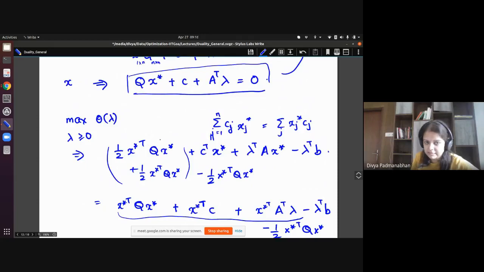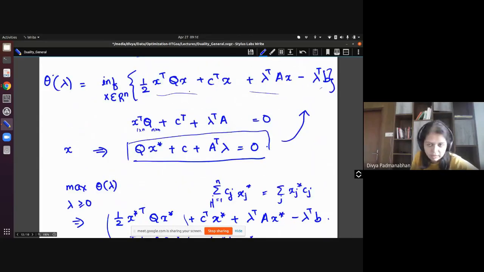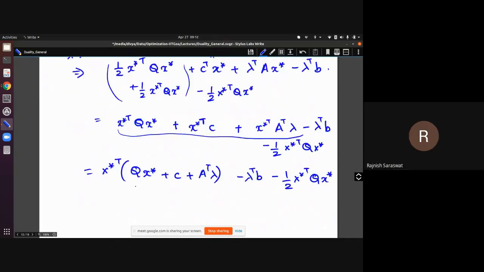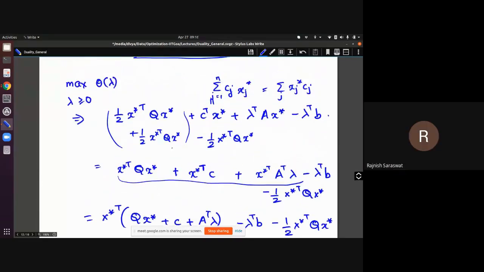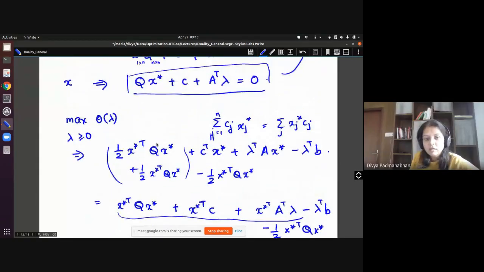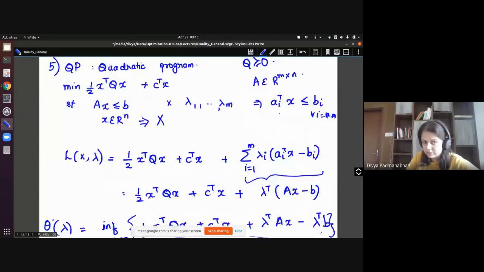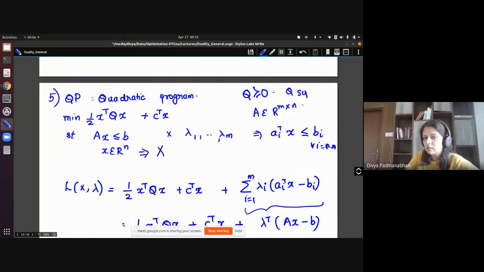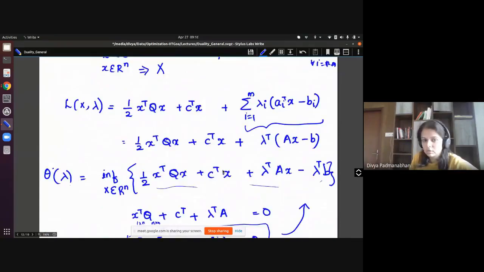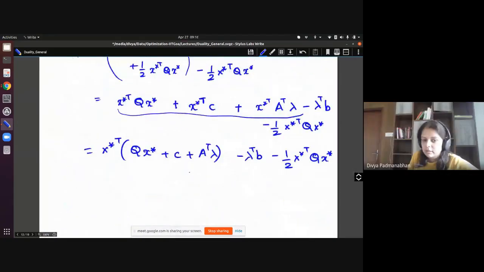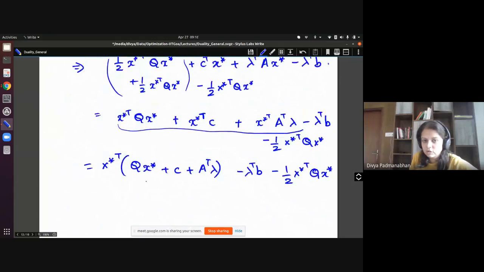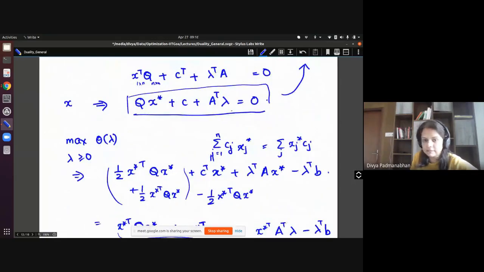At the optimum x star, which minimizes the dual function, this relation has to be true. In there, Q instead of Q transpose will come. The assumption is Q is positive semi-definite and symmetric, so Q transpose is equal to Q. Then this part is 0.